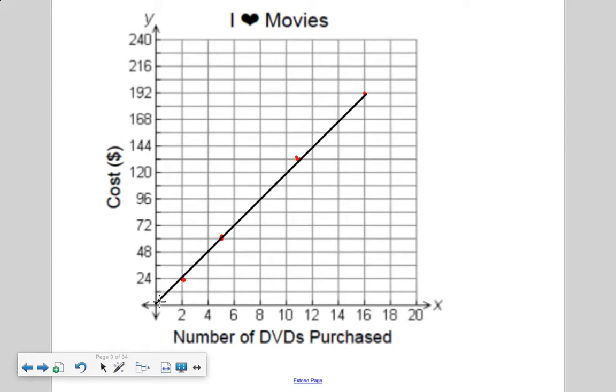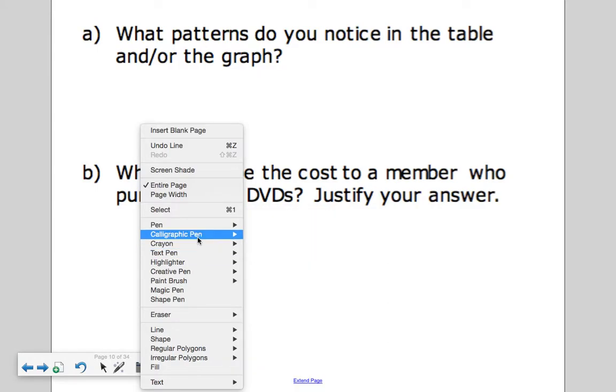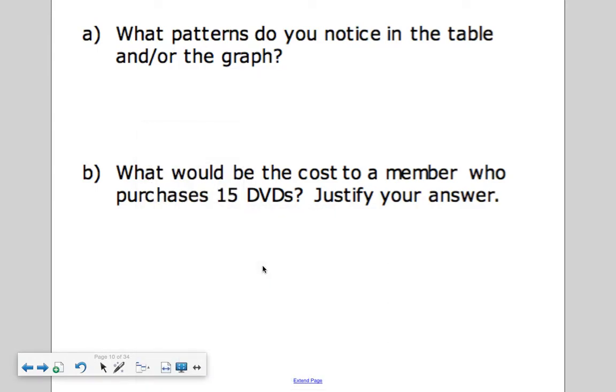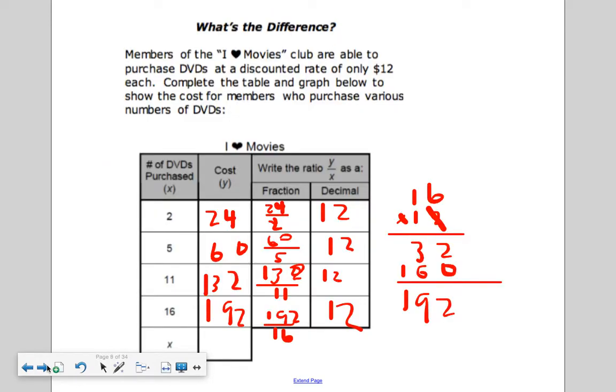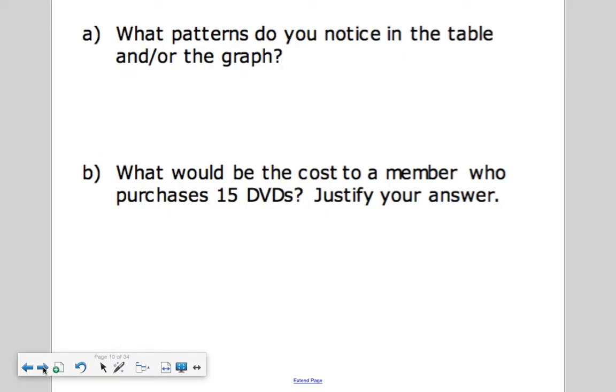Is that really true? Let's see. Start at $0. $12, one DVD. Another $12 is another DVD. Another $12 is another DVD, and so on. So let's answer some questions about this. What patterns do you notice in the table and the graph? I notice it's increasing $12 for every DVD. What would be the cost to a member who purchased 15 DVDs?